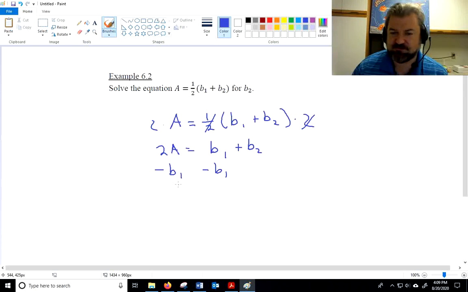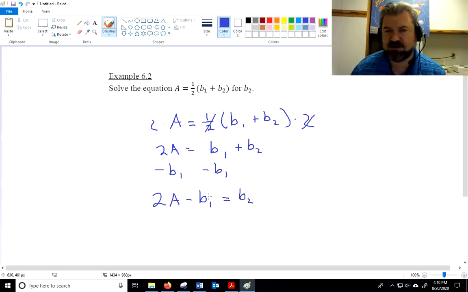So 2a and b1, these are not like terms. They are not combinable. So we just have to write that because they don't have the same variable, the same power. Now, please don't let these subscripts confuse you. It's just indicating that I have two different variables that are called b. I have b sub 1 and b sub 2.